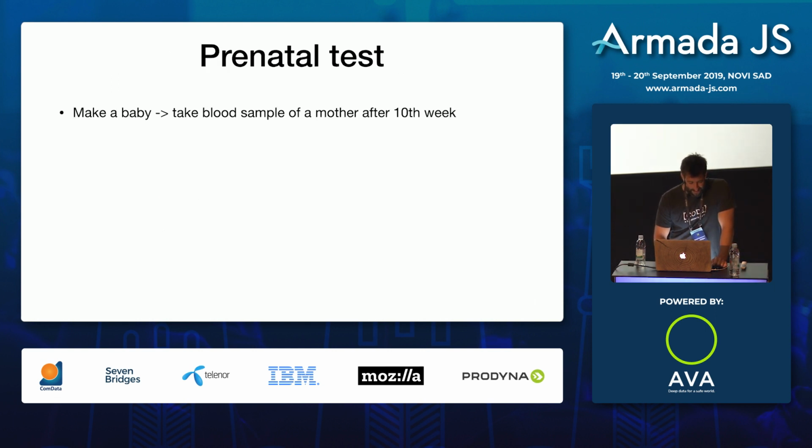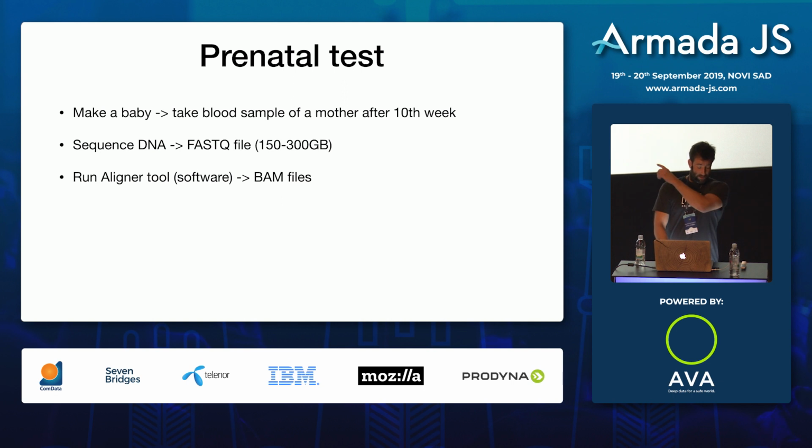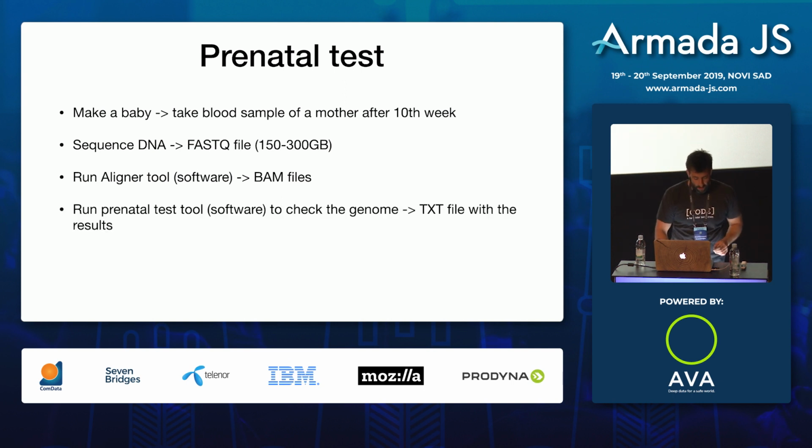Okay, prenatal test. First you have to make a baby, then take a blood sample of mother after 10th week. You sequence DNA, have a FASTQ file, you know how to do this. You run an aligner tool, that's software for aligning the shreds of your book. You run the prenatal test tool, it's basically a software. Imagine a command line software, which will have input files, the BAM files, and it will just output the text file with the results. And that's it.